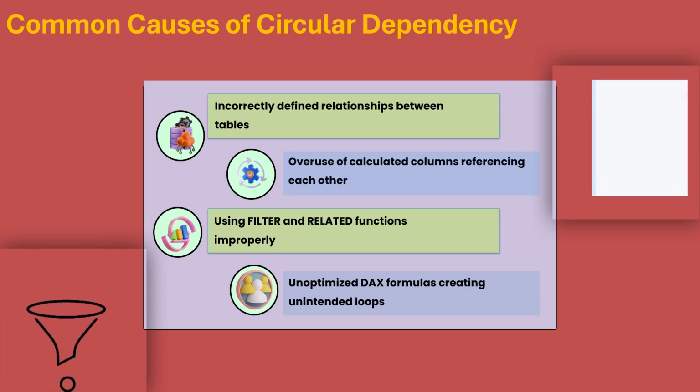Ever connected two tables without thinking twice? That's how circular dependency sneaks in. Bad relationships can trap your calculations in an endless loop. Over-reliance on calculated columns can make things worse. Functions like filter and related are great until they start talking in circles. And of course, sloppy DAX formulas are always ready to cause trouble.